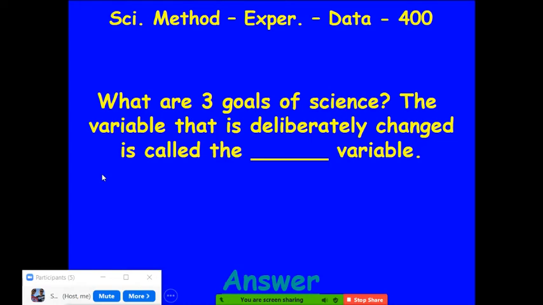What are the 3 goals of science? The variable that is deliberately changed in an experiment is which variable?